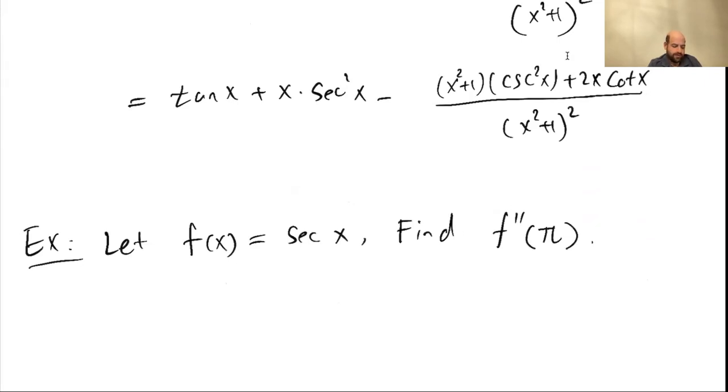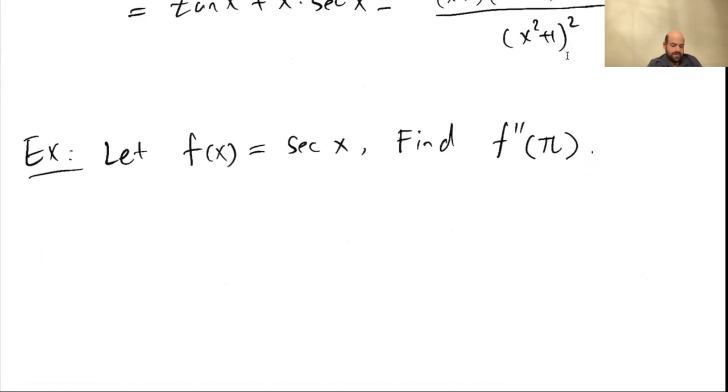Find f double prime of pi. So f double prime means the second derivative of f at pi. How did we define the second derivative? If you remember, the second derivative was defined as the derivative of the first derivative. So first we need to find the first derivative of f, or in other words, f prime of x.